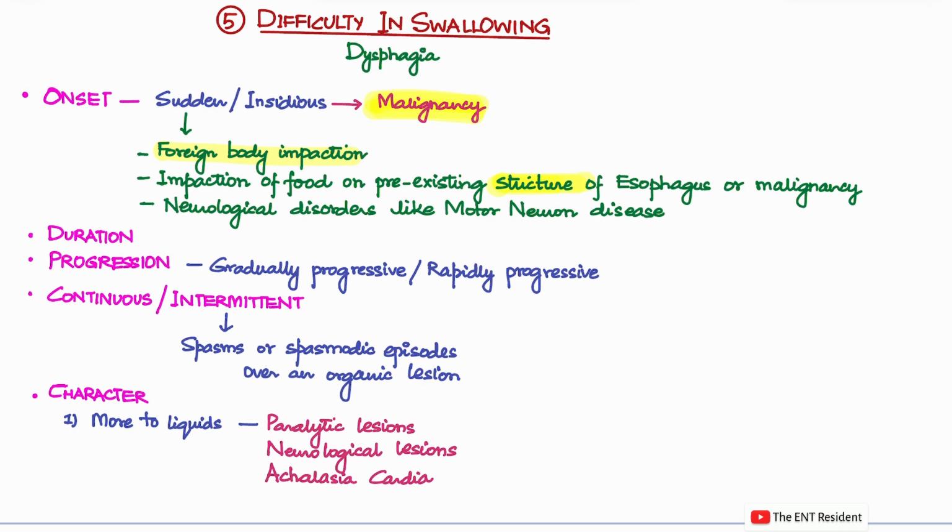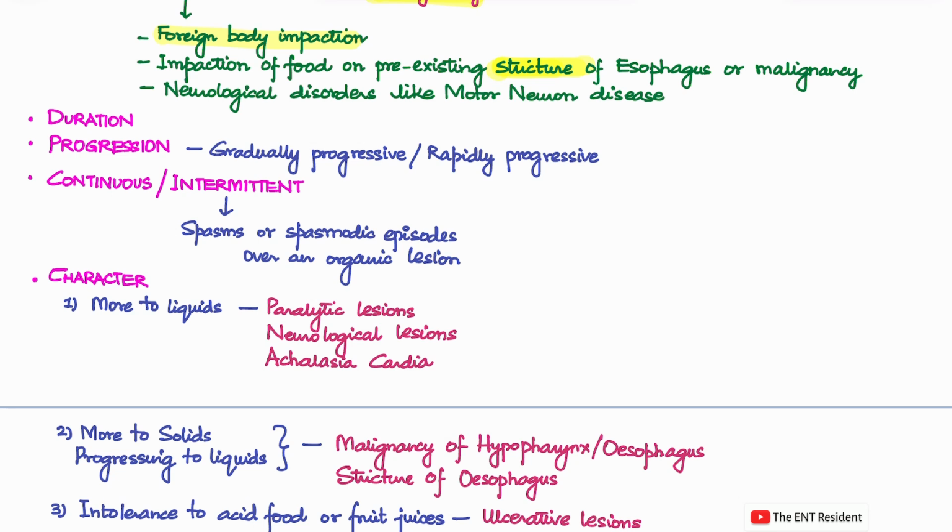Is it gradually progressive or rapidly progressive? Is it continuous throughout the day or is it intermittent? Like, are there spasms or spasmodic episodes over an organic lesion? What is the character of this? Do you have difficulty in swallowing more to liquids or more to solids? Or did it start with solids and slowly progress to liquids? Or is the patient not able to swallow his own saliva as well? That is known as complete aphagia.